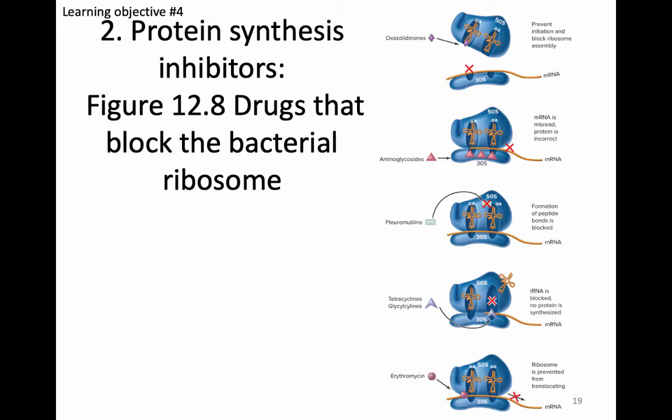I will also remind you that protein synthesis inhibitors, if taken for a very long time or at a very high dose, can affect the eukaryotic ribosome that's present in mitochondria because it is also the 70S size.